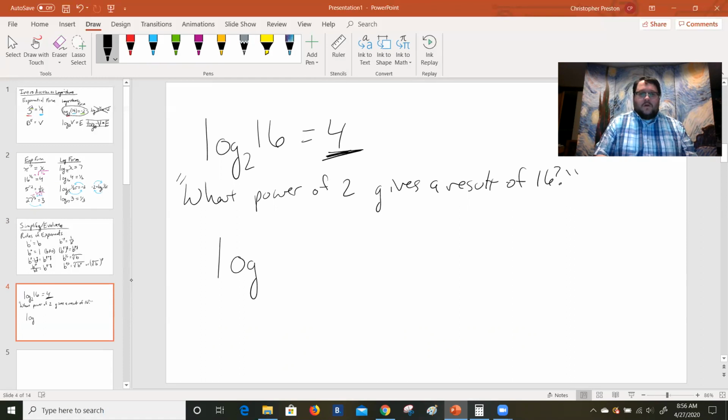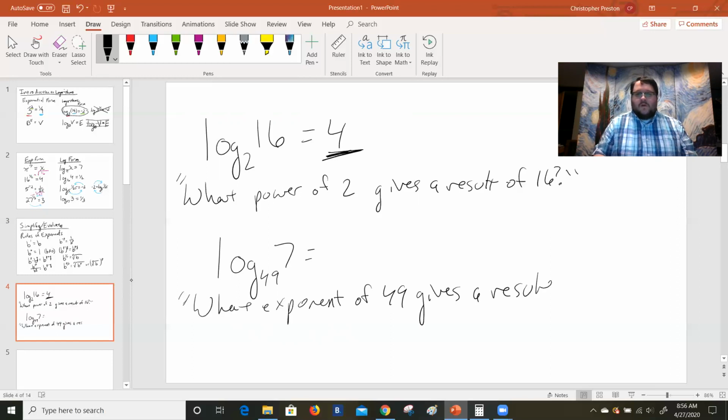Log base 49 of 7. Again, what power or exponent of 49 gives a result of 7? And you go, well, I know 7 squared is 49. So the opposite of squaring something is to square root it. And the way you do square roots with exponents is you write fractions. So square root is a 1/2 exponent. So that's how you can do that.